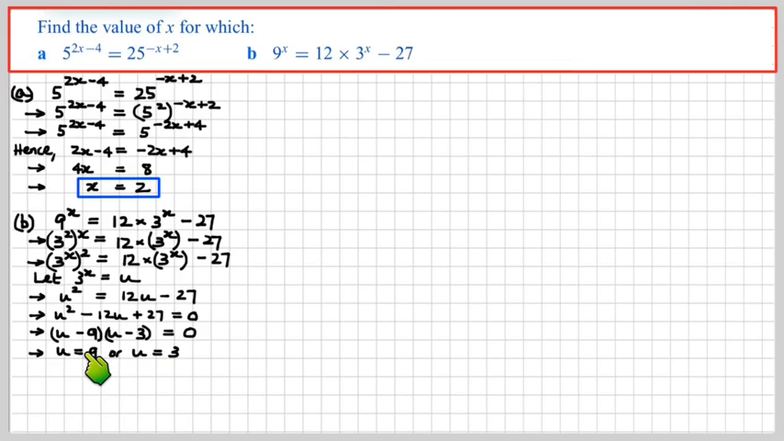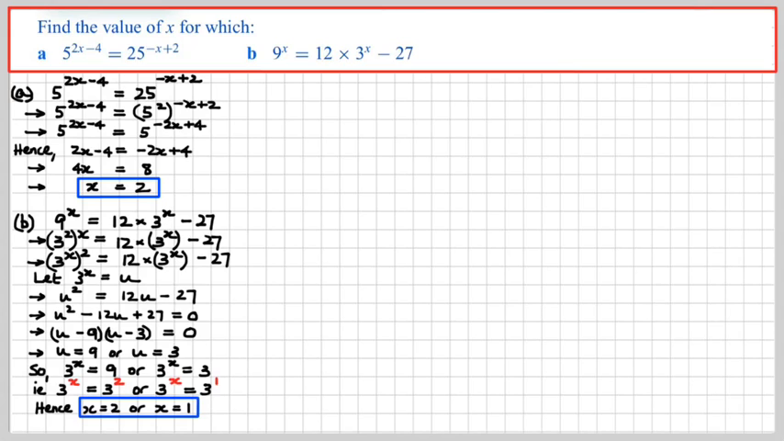We're unconfused, so we better go back to what u was now and resume that little dance with Mr. 3 to the x. So 3 to the x equals 9, or 3 to the x equals 3, but it's just not confusing anymore, is it? Because once we put that as a base of 3, that's already a base of 3, that's 3 to the 1, we're out of trouble. So 3 to the x equals 3 to the 2, or 3 squared, or 3 to the x equals 3 to the 1, therefore x equals 2, or x equals 1, and we are done.